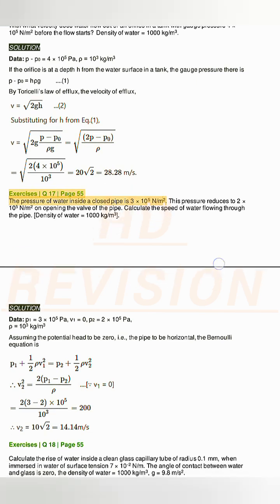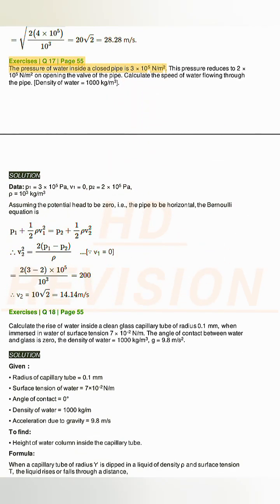Exercises Q17, page 55. The pressure of water inside a closed pipe is 3 times 10^5 N/m². This pressure reduces to 2 times 10^5 N/m² on opening the valve of the pipe. Calculate the speed of water flowing through the pipe. Density of water equals 1000 kg per cubic meter.